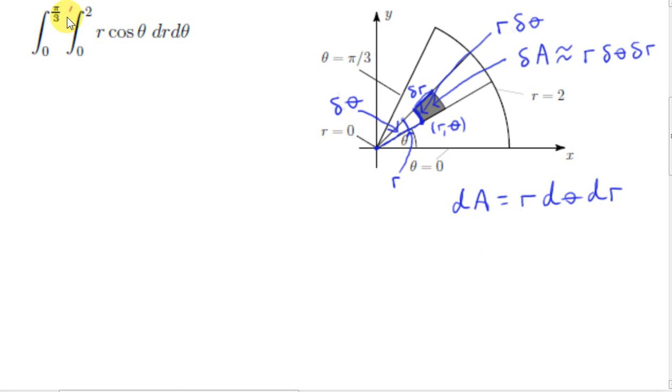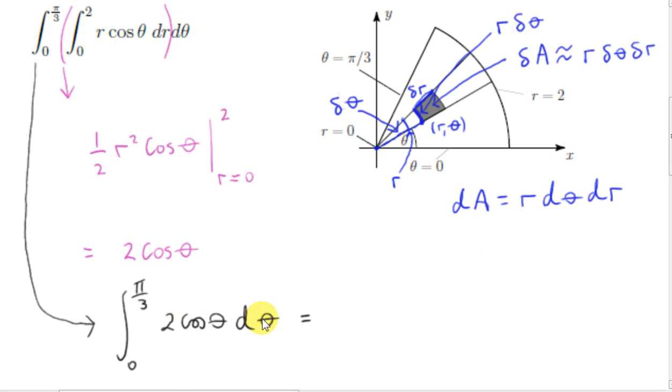Now let's go and evaluate this integral. We want to integrate r cos theta with respect to r, so we treat theta as a constant. Integrating r, we get a half r squared. The limits of integration run from r equals 0 to 2. Plug 2 in for r, we get a half times 4 cos theta, or 2 cos theta. Plug 0 in for r, we get 0.